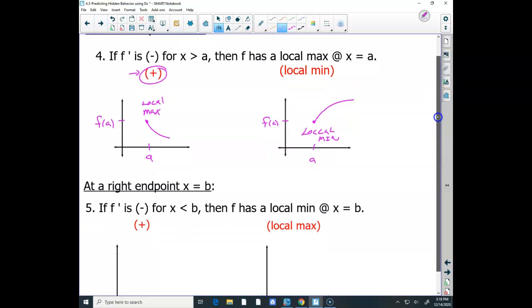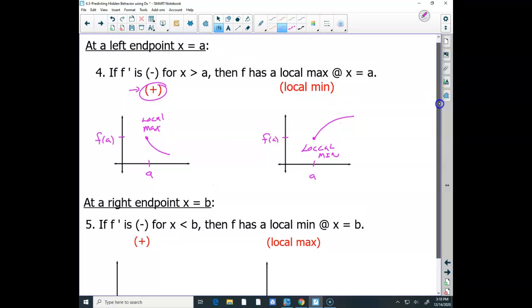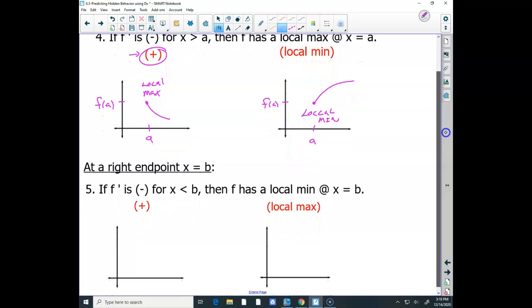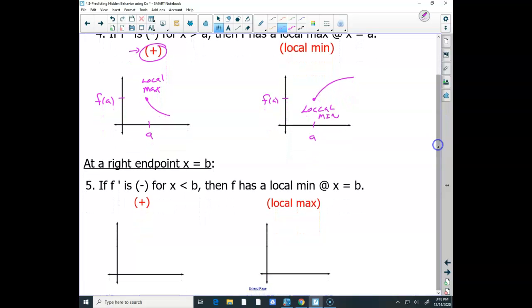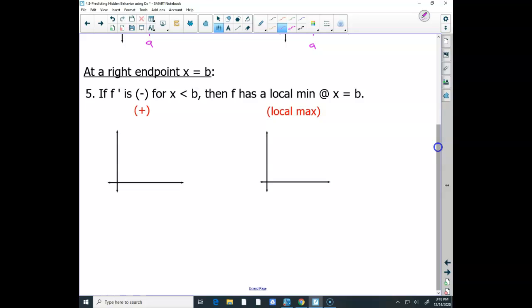And when I'm testing my right endpoint, we are looking at the derivative to see if the function's going up or down to say if it's a max or a min. Remember, endpoints are always going to be extreme values.